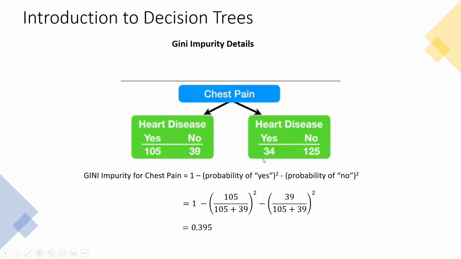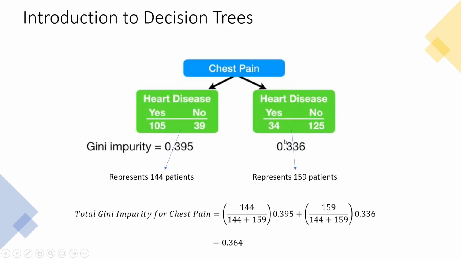Okay, and we do the same calculation for the right leaf as well, and we come up with a Gini index of 0.3396. And from these 2 leaves, we need to calculate another Gini index for the root. The way we do it is, we have 144 people on the left side and we have 159 people on the right side. And the total Gini impurity for chest pain is 144 divided by the total number of patients times the Gini index of the left side plus 159 divided by the total number of patients times the Gini index of the right side. So this is 0.364. Okay.